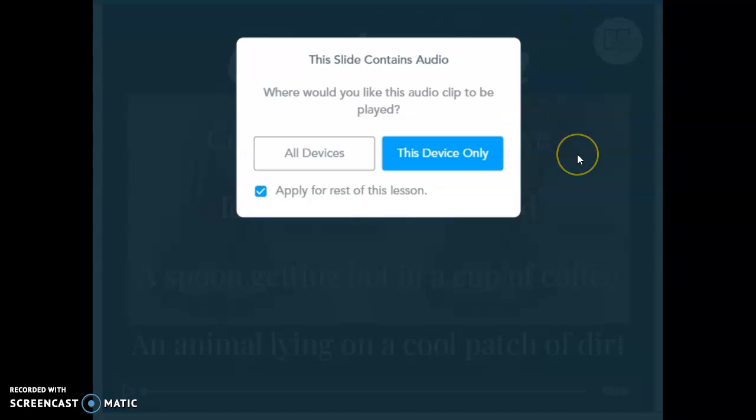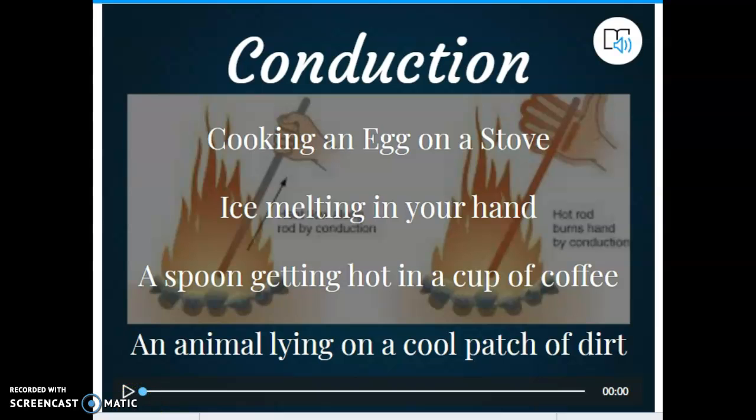Slide contains audio. I don't know what that is. We'll just do this device only. I must have narrated it myself.